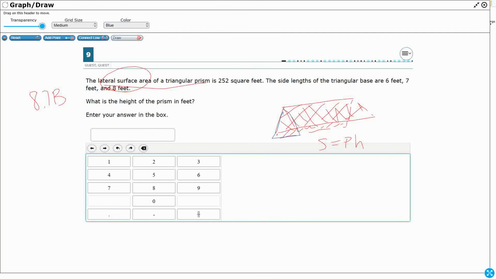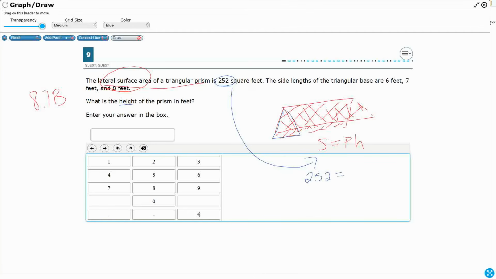Okay, so we didn't put any dimensions on here. We know that that lateral surface area is 252 square feet. Okay, so we can actually put that in for that 252 square feet. So if they give us the lateral surface area, that means they're looking for something else. They're either looking for the perimeter or the height. In this case, we're looking for the height.